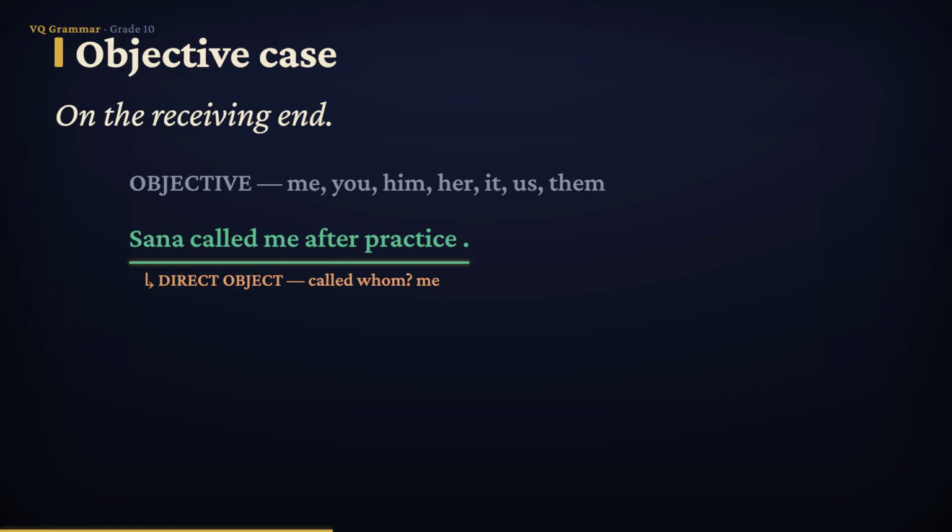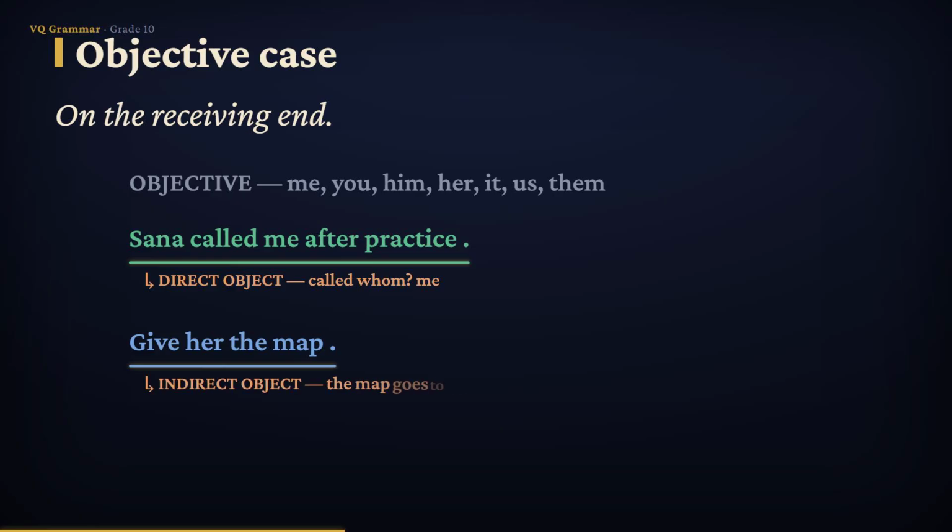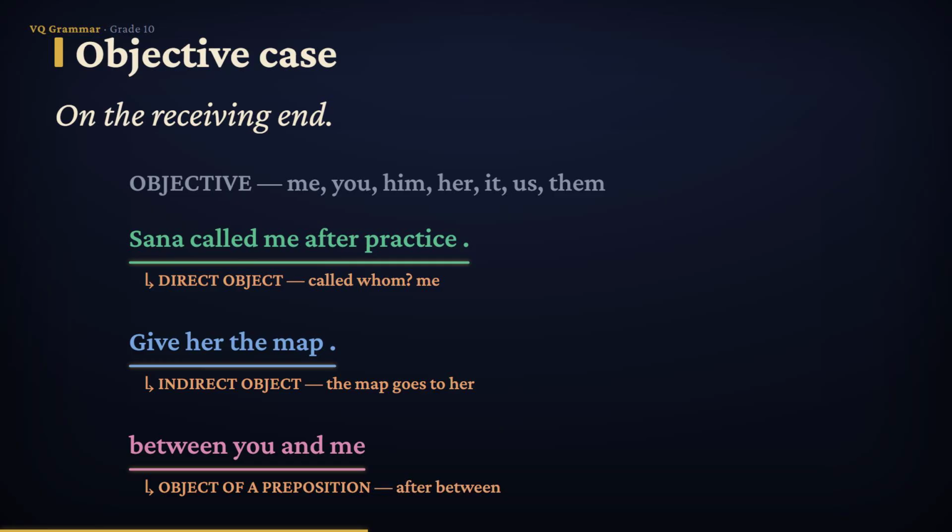Second, as an indirect object. Give her the map. The map is what gets given, and her is the person it gets given to. An indirect object is still an object, so it's objective again. And third, as the object of a preposition. Look at this phrase, between you and me. Between is a preposition, and every preposition needs an object to finish it off, so the pronoun has to be objective. Direct object, indirect object, object of a preposition. You hear the word object three times, and every time you reach for the objective case.